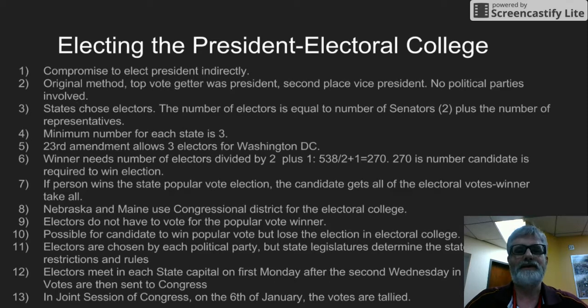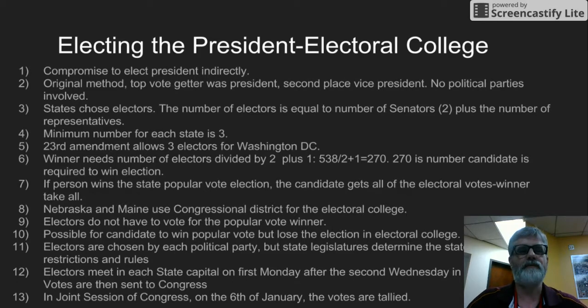The winner today needs 270 electoral votes to win the election, and how you get that is 535 total electors. That includes Washington, D.C. You divide that by 2, and then you add 1, so it's basically just a majority there. It's 270. If a candidate wins the popular state vote election, whether it's 50.1 or 65 or 75, the candidate gets all of the electoral votes. This is a winner-take-all system in 48 of the states.